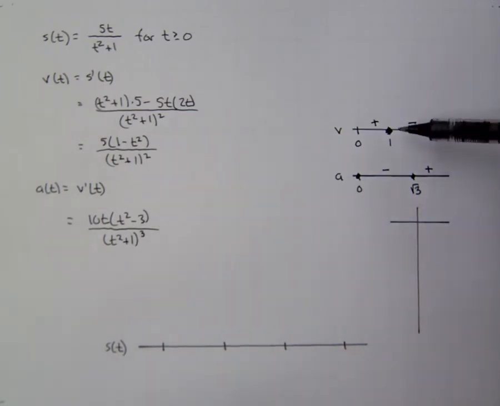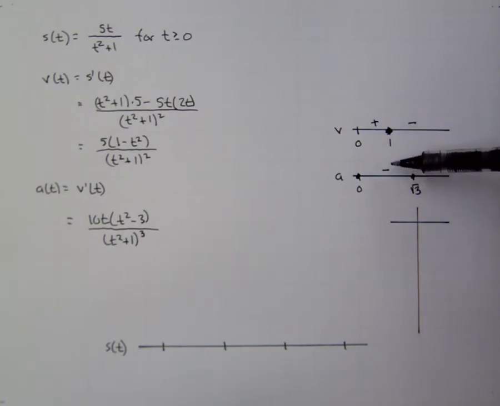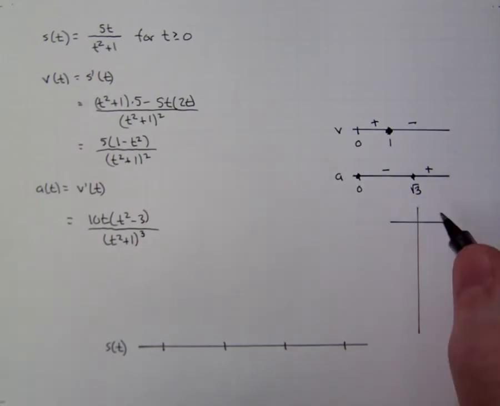So in terms of its speeding up and slowing down behavior, from time 0 to time 1, signs are opposite and our particle will be slowing down. From time 1 to time square root of 3, the velocity and the acceleration will have the same sign and our particle will be speeding up. And after the square root of 3, we'll again have opposite signs in the velocity and the acceleration, and so our particle will be slowing down.